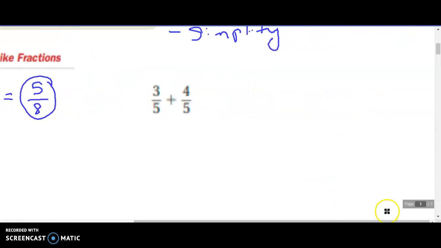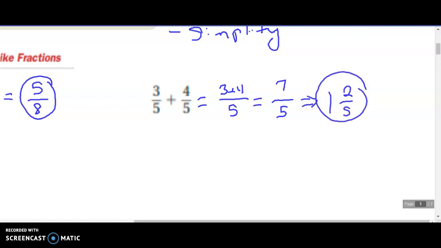Now for this one, we notice that the first fraction is 3/5, the second fraction is 4/5, so when you add the numerators, you're going to get 3 plus 4, and then for keeping the denominator, you're going to get 5. So that's going to become 7/5, which we can then turn into 1 and 2/5. And that's our answer there. Okay.